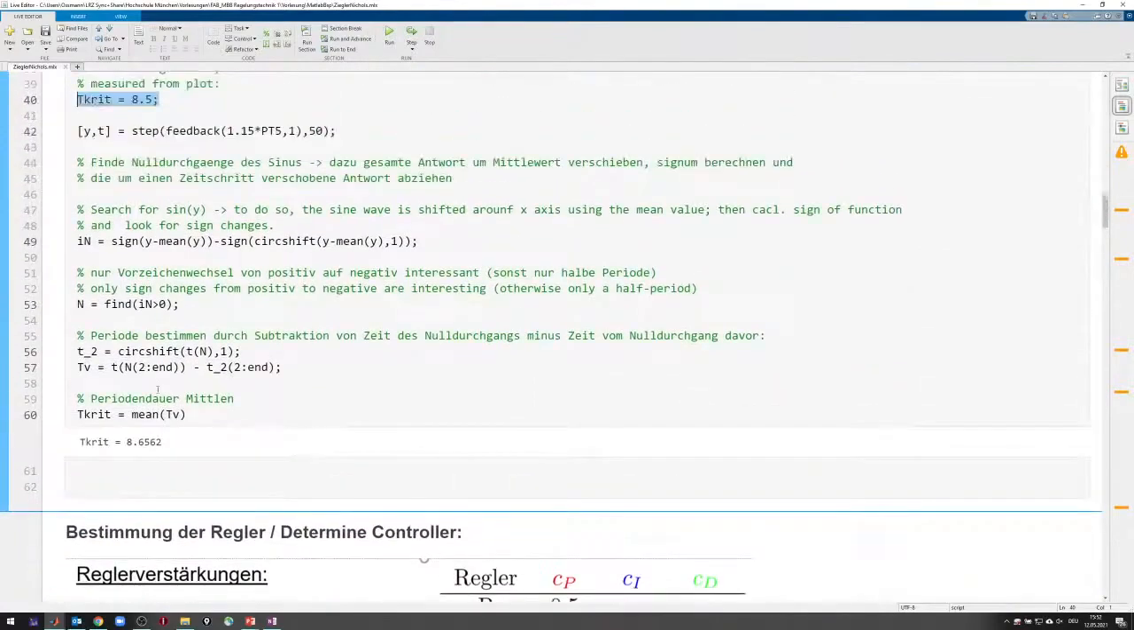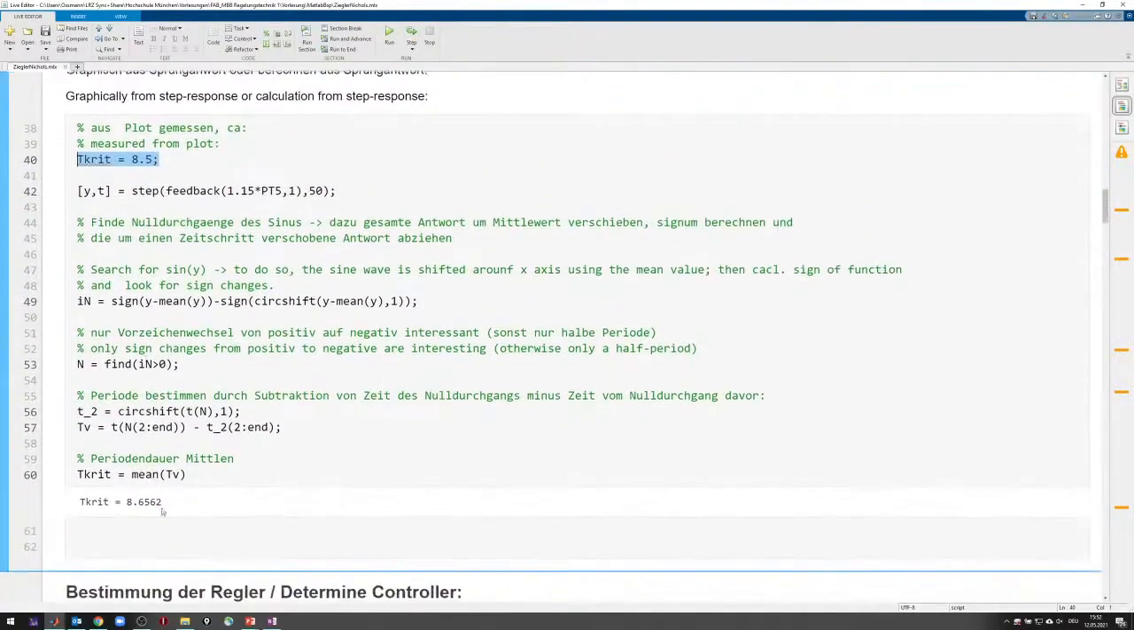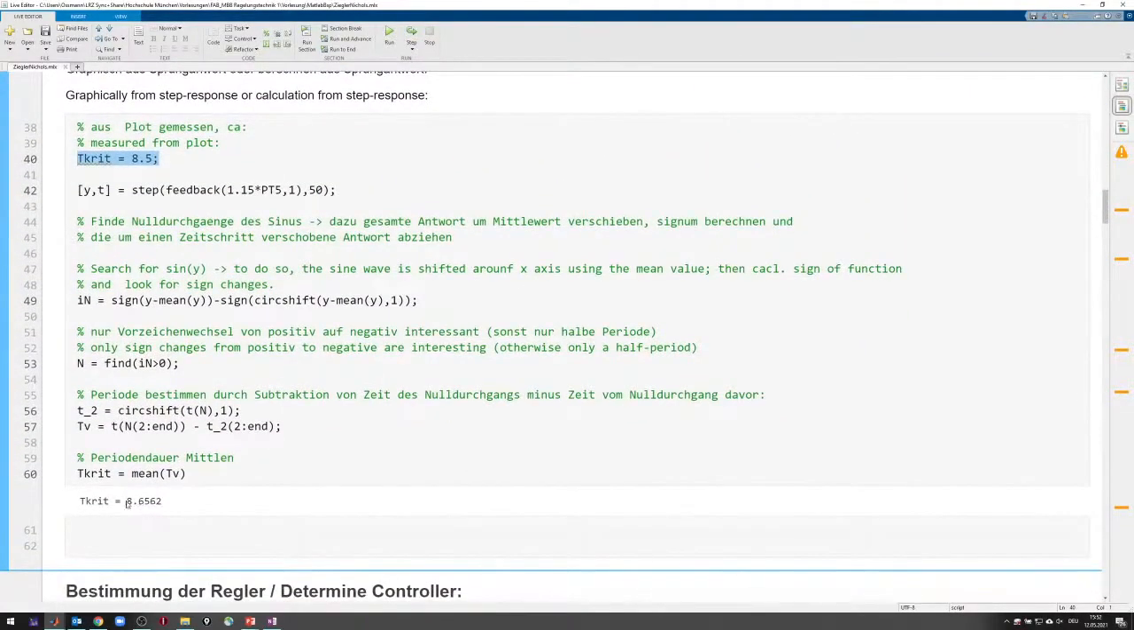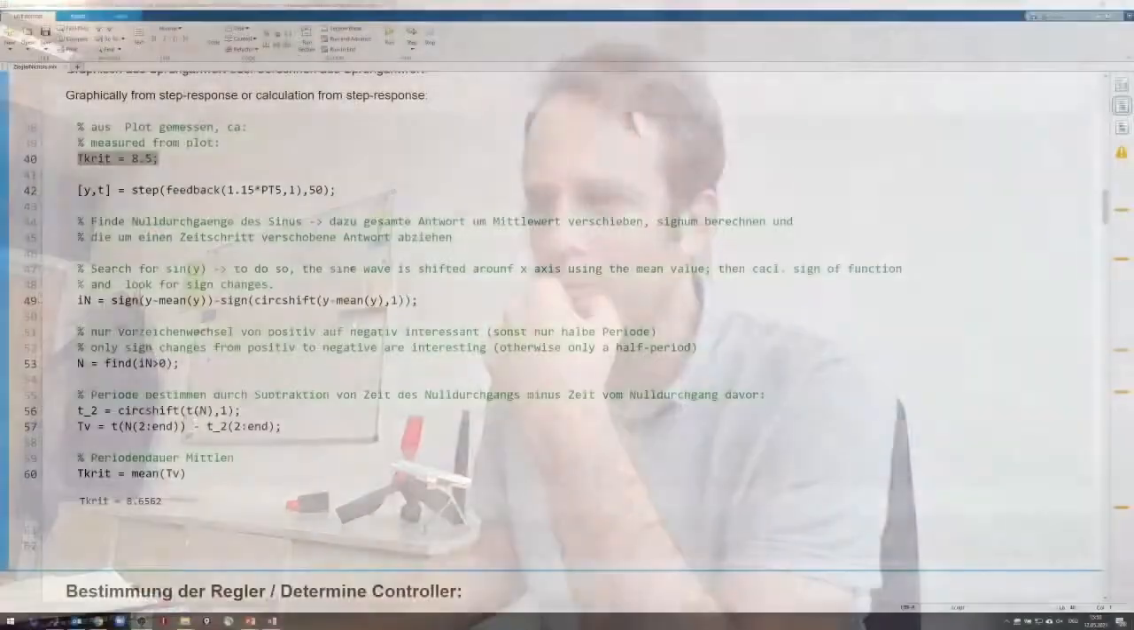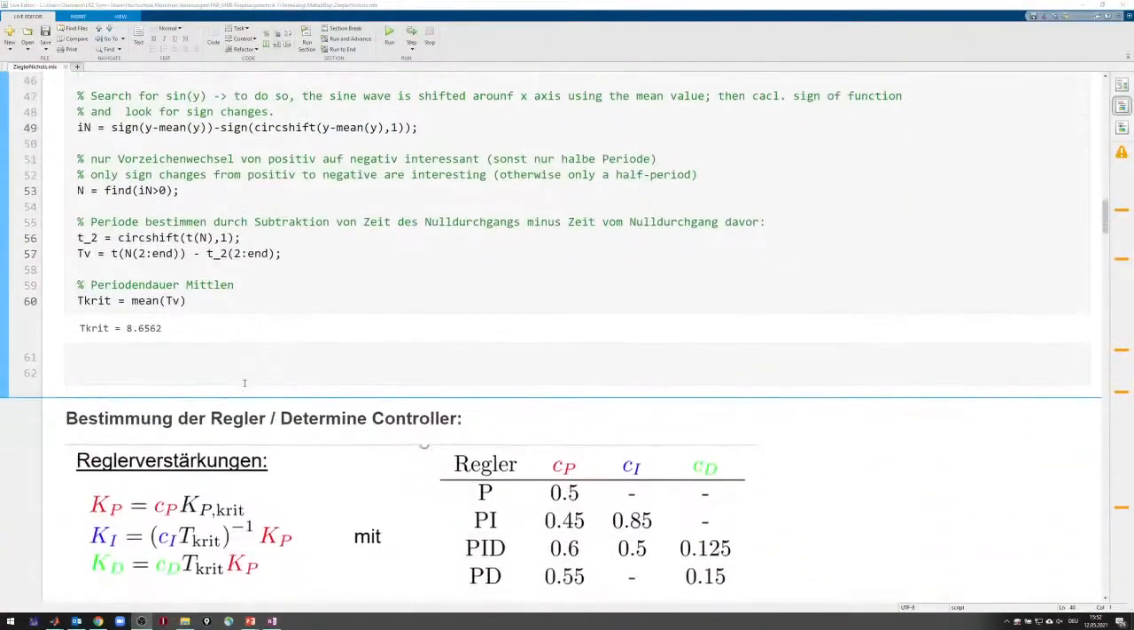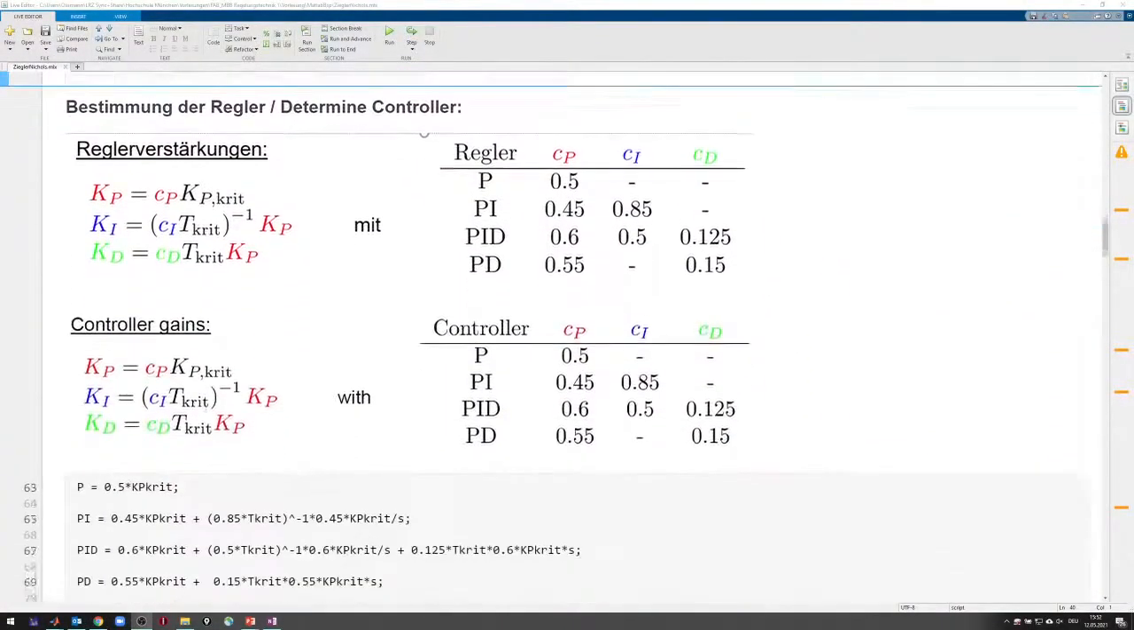Also, just for fun, I did a computation, and this is the exact value. This is my value by just looking at the plot, and the exact value would be 8.65. As the whole thing is an approximation anyway, it doesn't matter. I mean, 0.15 seconds away, it's a rule of thumb anyway. Okay, based on these two things, we now can compute the controllers.